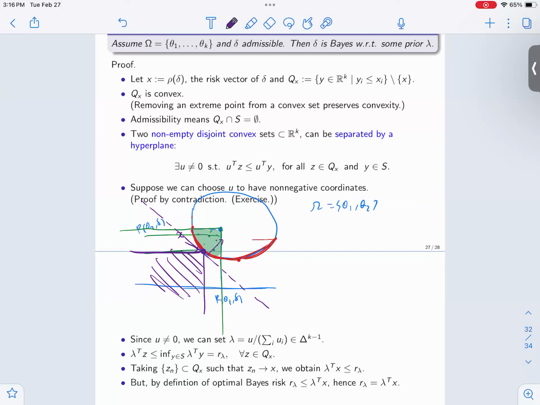Because we're out of time, I'll let you go through this. But the main idea is that because there are two convex sets, I can find a separating hyperplane. For the normal to that, I can argue that the coordinates are positive. Then if I normalize it, it would be a prior, and the rest just follows. The fact that things are separated means that this is a Bayes rule. Maybe you can go through the argument more easily next time, but that's an interesting fact. You can establish this via the geometric picture. So Bayes rules and admissible rules are the same, at least in this finite case, and minimax rules are also Bayes with respect to some prior. So the class of Bayes rules is interesting.